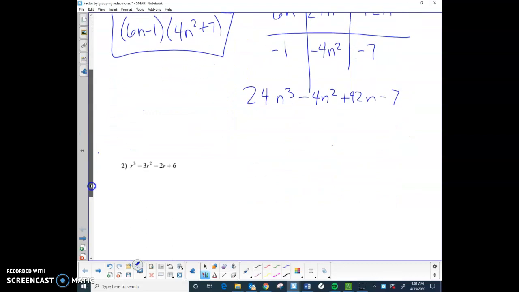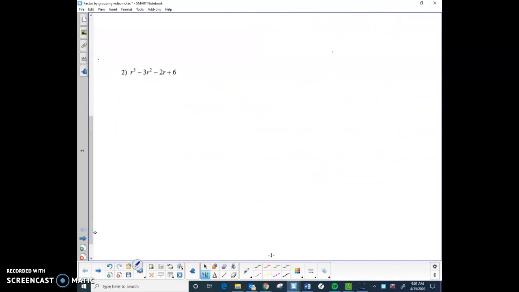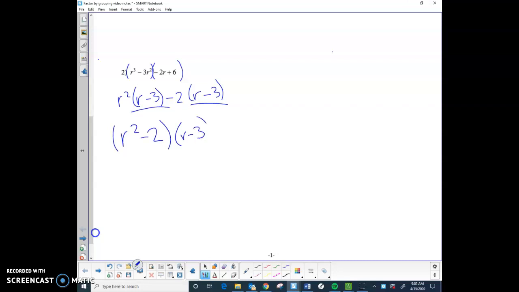Alright, let's do some more. Alright, so this time, I'm still going to break it down the same way: first 2 terms and last 2 terms. Out of the first 2, my common factor is just an r squared. So I'm left with an r and a minus 3. The second one, I can pull out a minus 2, and I'm left with an r minus 3. Let those match again. So we've got r squared minus 2, and then r minus 3.